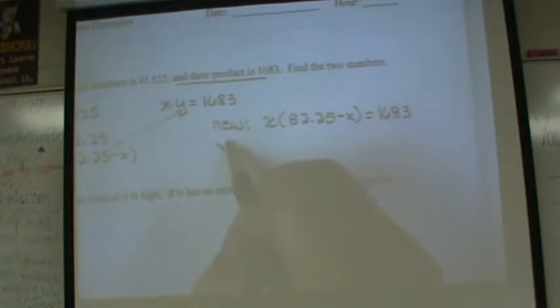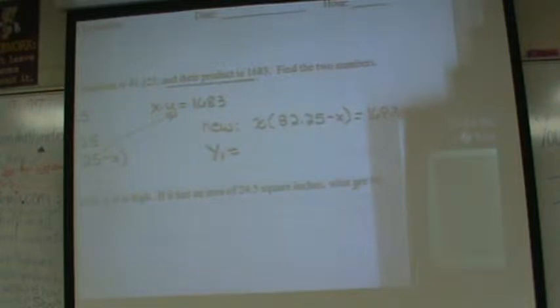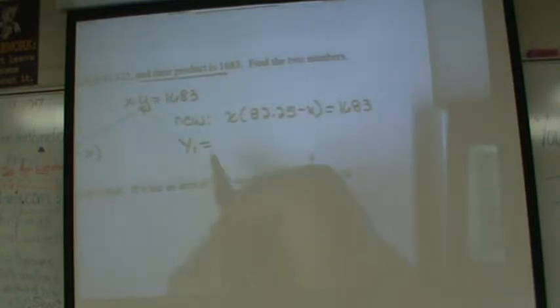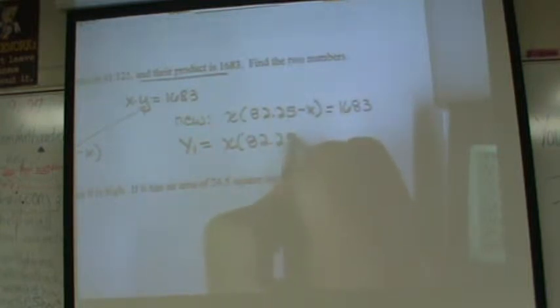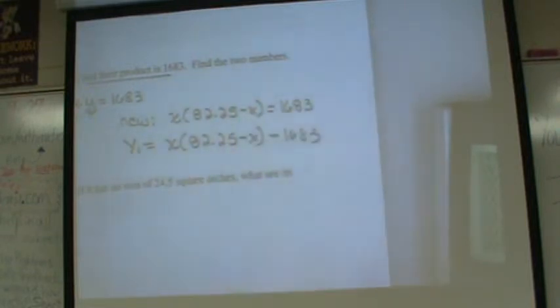You're going to take your calculator and type y1, you're going to type x, and then parenthesis 82.25 minus x, parenthesis, and you want to get this on the other side so it looks like this when you type it in your calculator. And then minus 1683, and you're going to hit graph. And when you graph it, you may not see the answer. So you want to change your window.